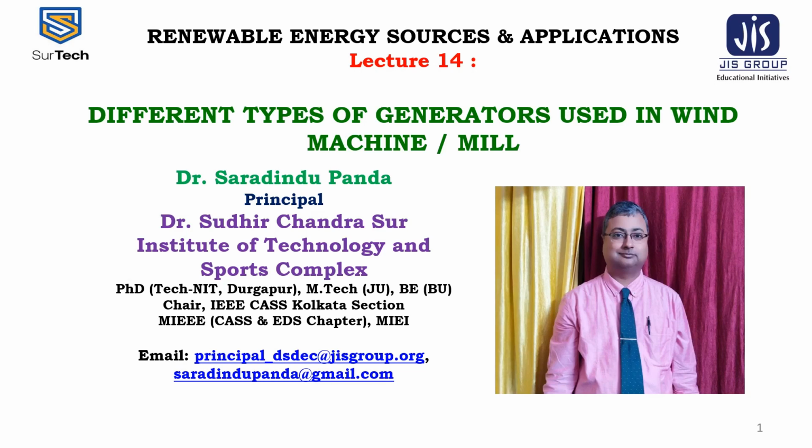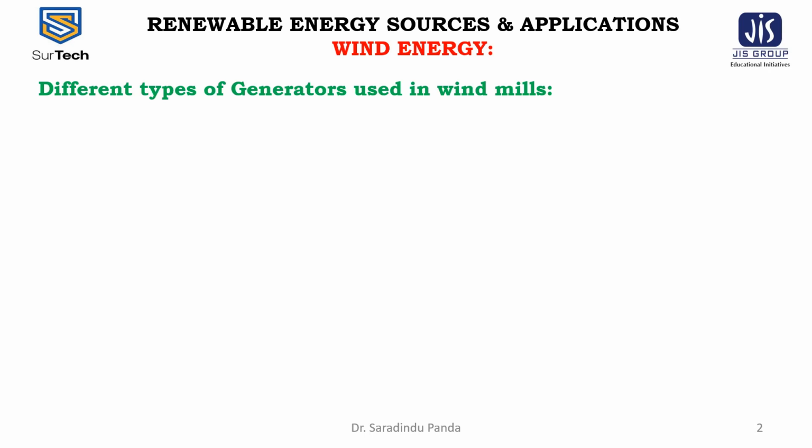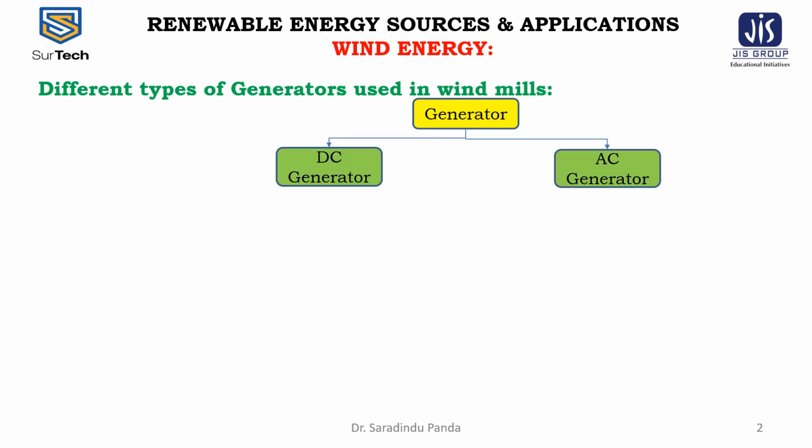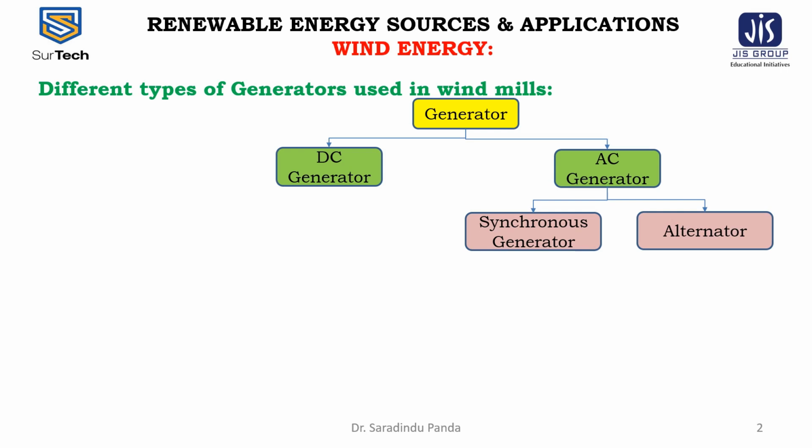In today's lecture, I want to discuss the different types of generators used in wind machines and mills. The different types of generators are classified like this: the DC generator, then the AC generator. The AC generators are again classified into the synchronous generator and the alternator. The DC generator produces direct power, while an AC generator produces alternating power.